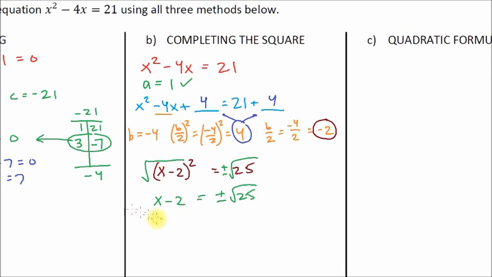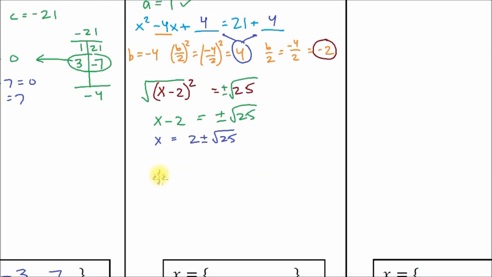Let's move the 2 over. When we get rid of the 2 on the left side, we're going to add 2. That's going to end up being positive 2 on the right side. And now we've got two possible solutions. Either our solution is 2 plus the square root of 25 or 2 minus the square root of 25. 2 plus the square root of 25 is going to be 7.